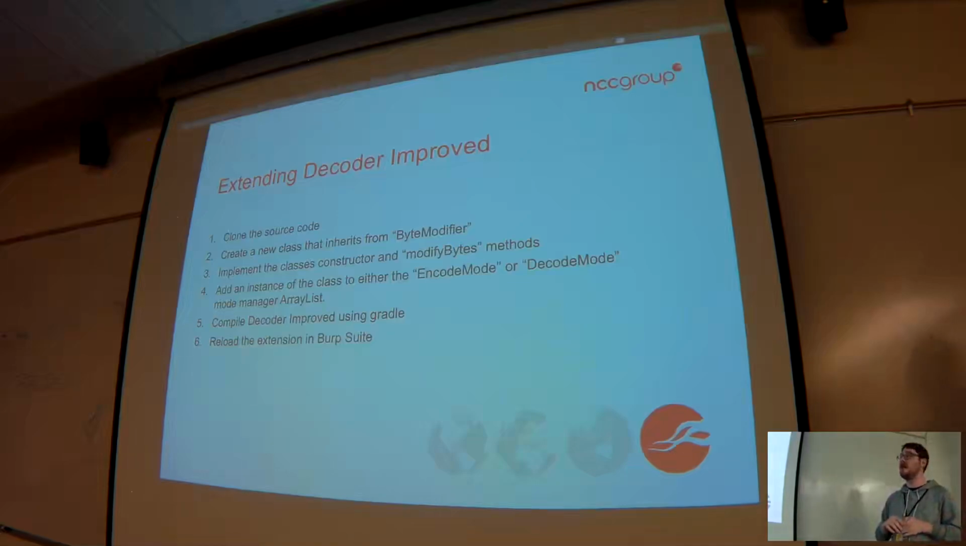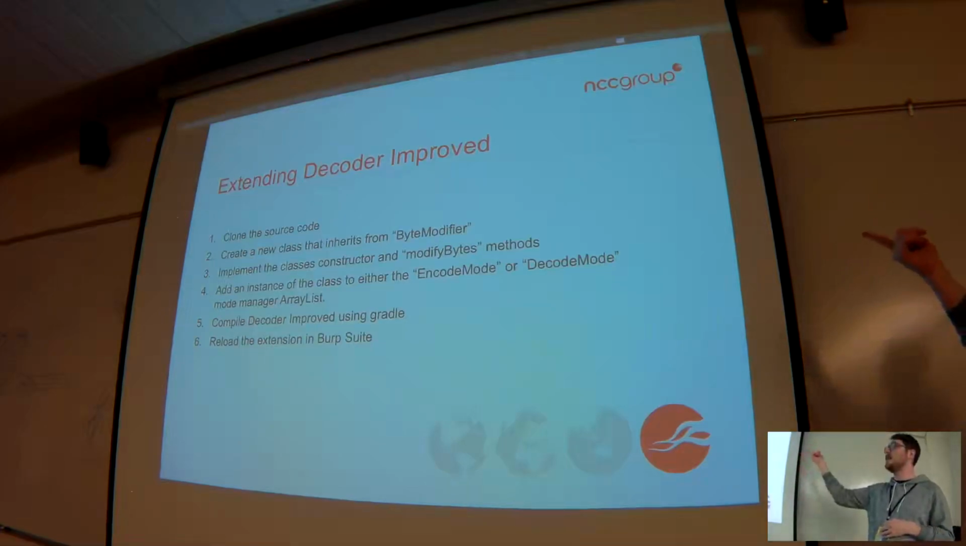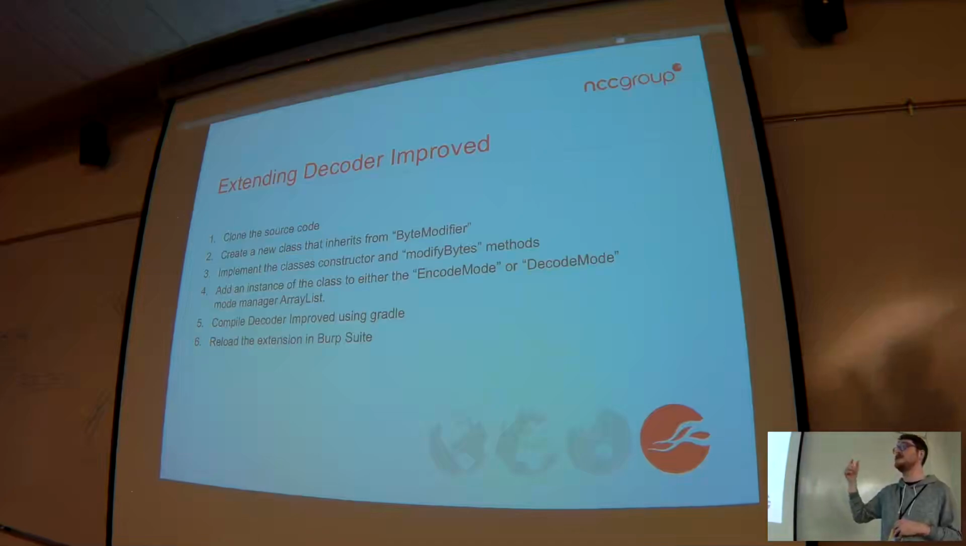It also should be in the BApp Store, if they let it, hopefully it gets up in there, but I don't know what kind of limitations they have for uploading BApps. I'm assuming none. Maybe they're nice. I don't know. And then you create a new class that inherits from ByteModifier. You implement the constructor, which is basically just calling super with the name of the thing you want to show up in the little drop-down list.